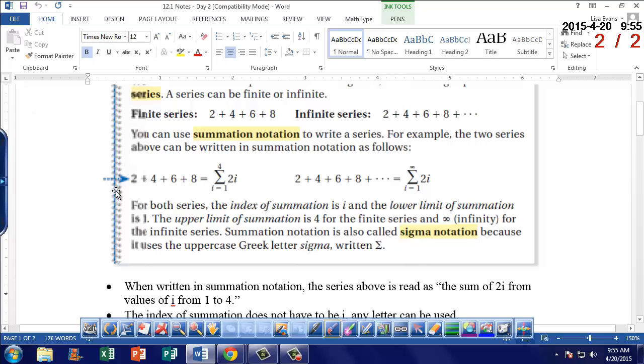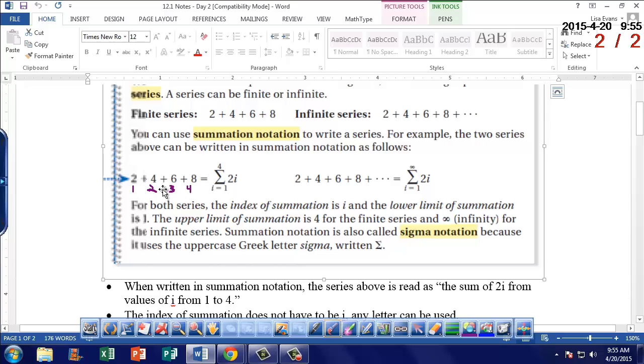If I look at this and I say, what's happening to my first term, my second term, my third term, my fourth term? What's happening to that? I'm multiplying each of those by 2. So here's our rule that we had to do in the last section. You still have to write your rule.